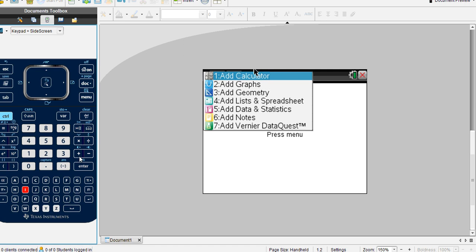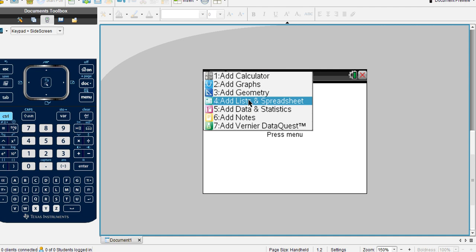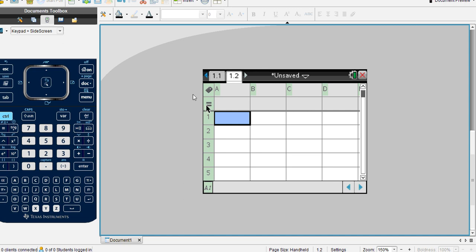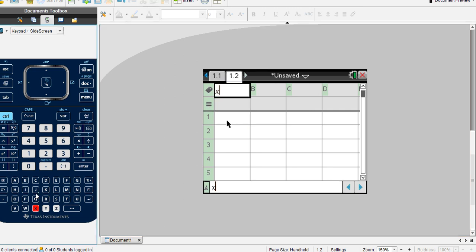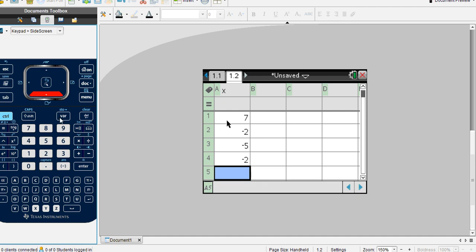All right, data, list and spreadsheets, and we have x and y. I'm just going to put the numbers in here for x: 7, -2, -5, -2, and 7.